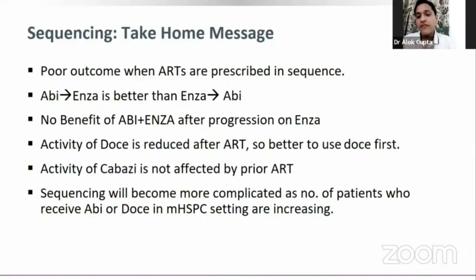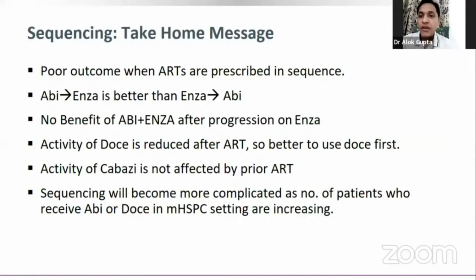Docetaxel, wherever possible in CRPC setting, can be used upfront. Again, not a direct comparison with these agents, but from the retrospective analysis, we know that the activity of docetaxel is somewhat reduced if it is used after an androgen axis agent. So, advisable to use docetaxel upfront. The activity of cabazitaxel is, however, not reduced.